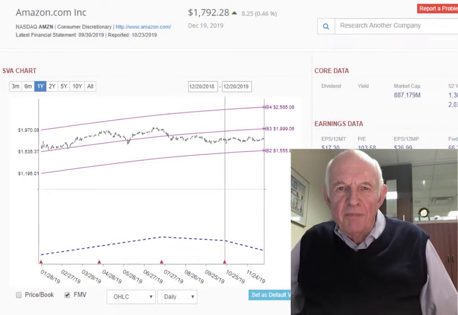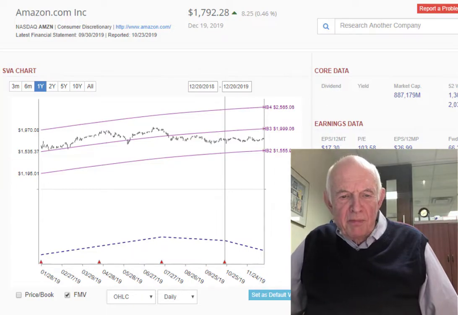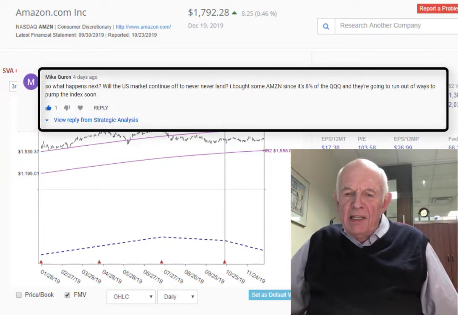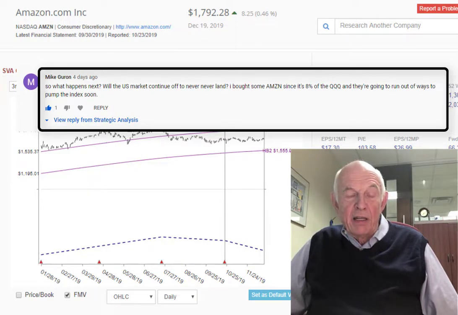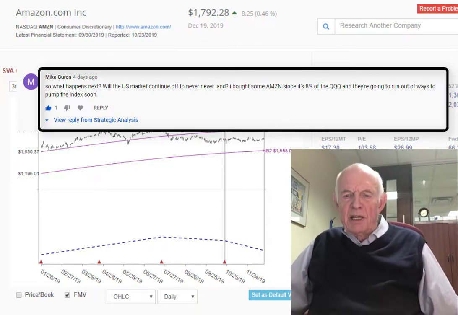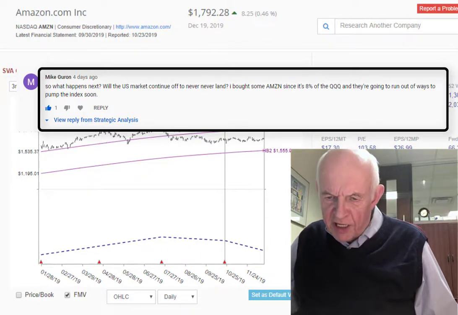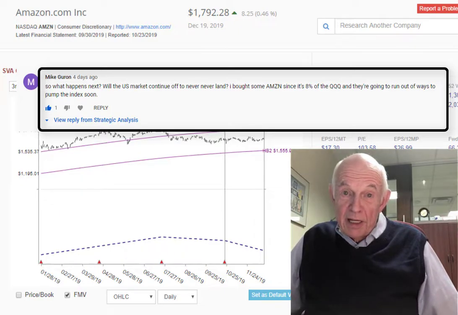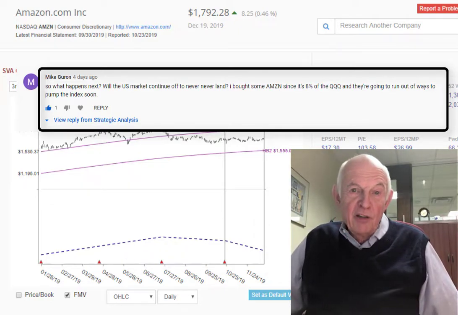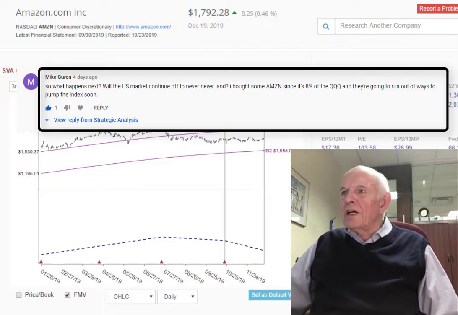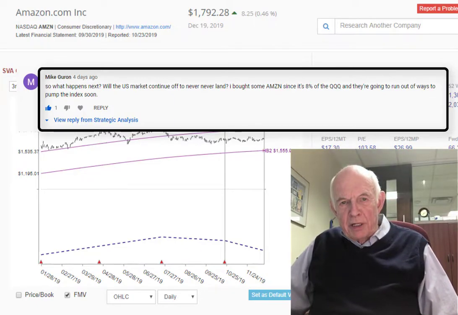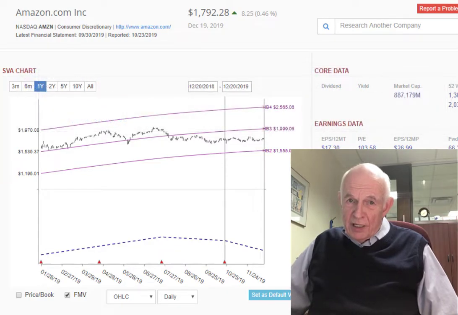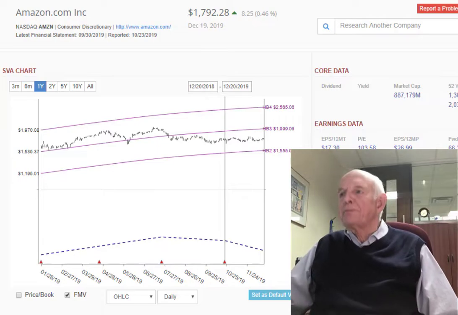Turning to Amazon, I got a question from Mike, and he wants to know what happens if the market goes off into Never Never Land. He tells me that he bought some Amazon since it's 8% of the QQQ, and if they don't add in Amazon, they're going to run out of ways to pump that index. So let's take a look at Amazon, Mike, and see what kind of advice we would give to an investor at the present moment.